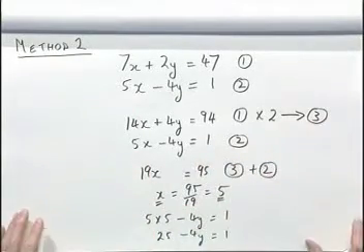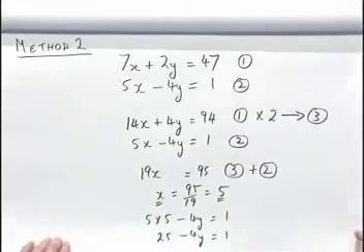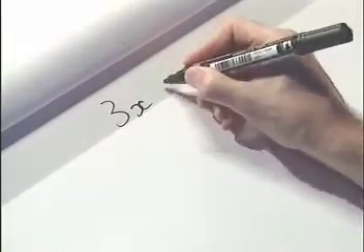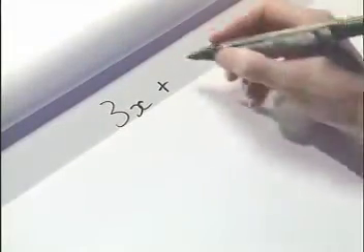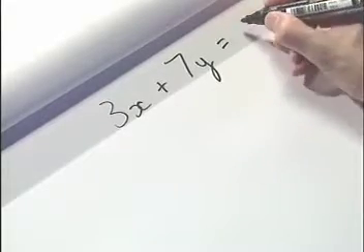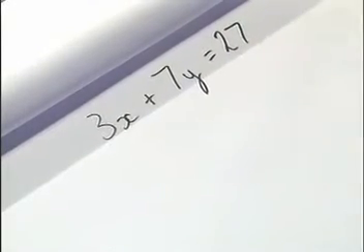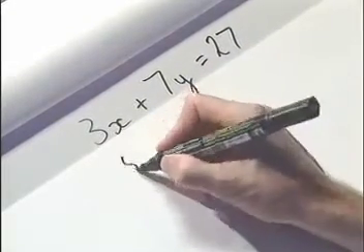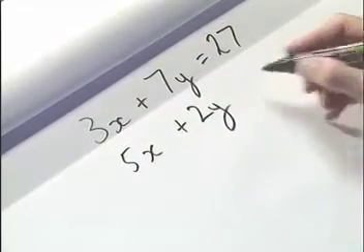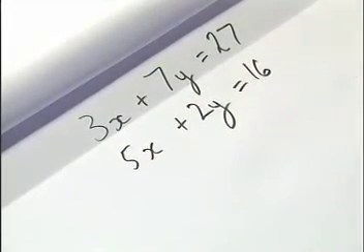You can see exactly what it is that you did. Now let's take a third example. And again, we'll solve it by means of the method of elimination, just so we've got a second example of that method to look at. 3x plus 7y is 27, and 5x plus 2y is 16.